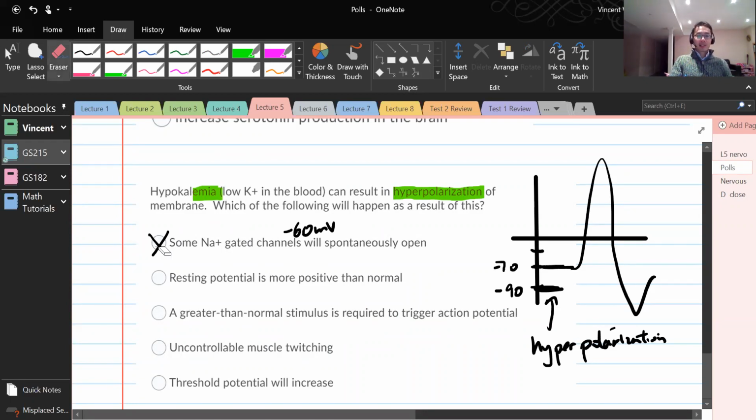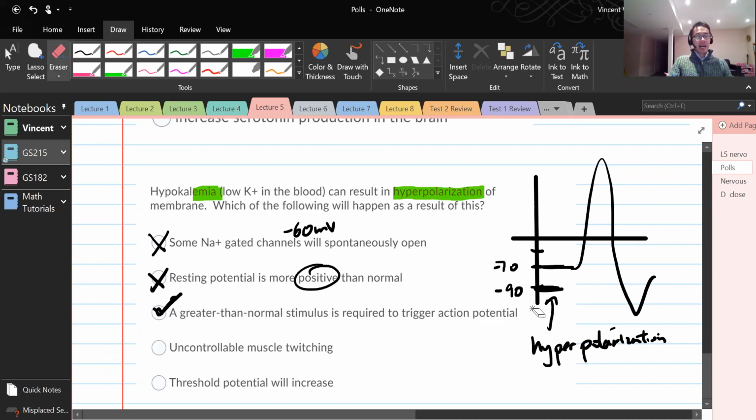Like why the first one is not? I hope so. Okay, resting potential is more positive than normal. So we talk about it is actually more negative than normal. A greater than normal stimulus is required to trigger action potential. That is true. That is the answer.